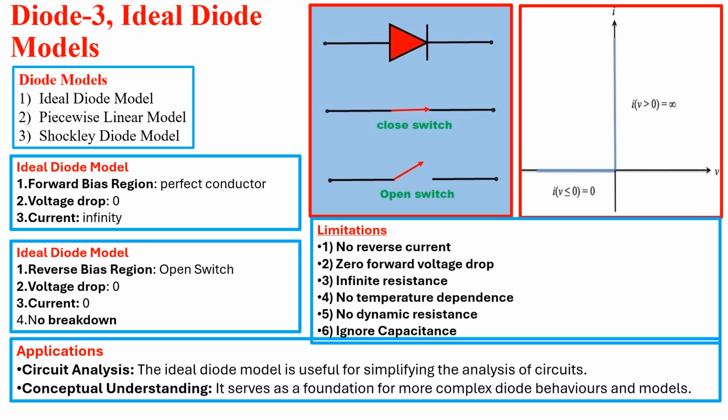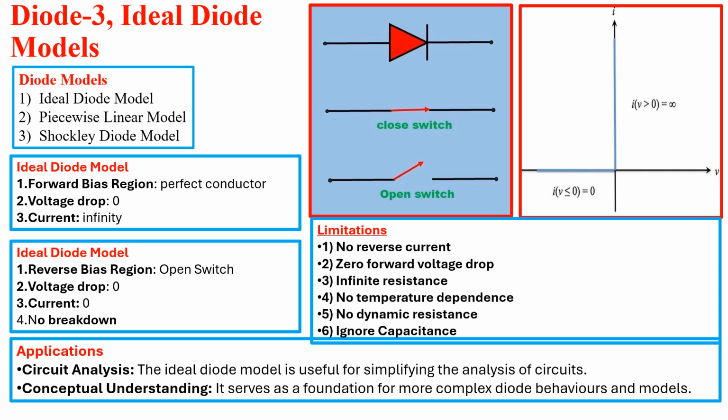Another limitation is zero forward voltage drop. The ideal diode conducts with no voltage drop in the forward direction. In reality, there is a forward voltage drop, typically around 0.7 volt for silicon, 0.3 volt for germanium diode, and gallium arsenide close to 1 volt. That affects efficiency and power dissipation.